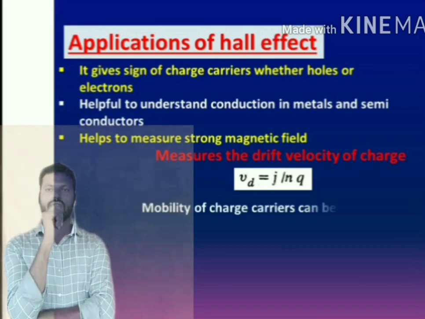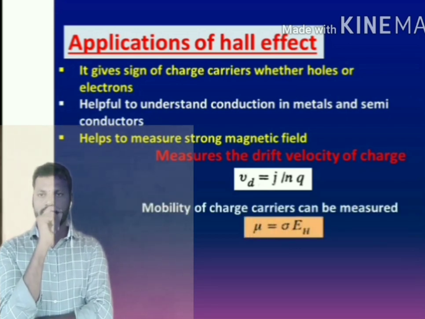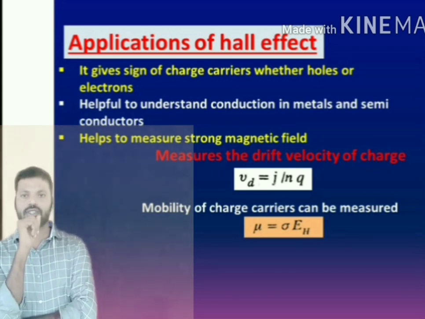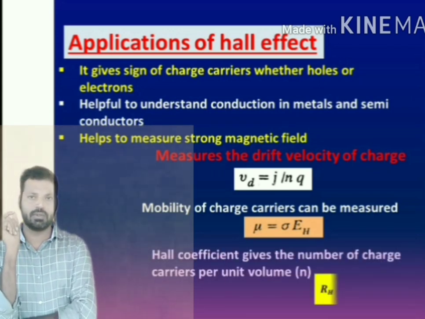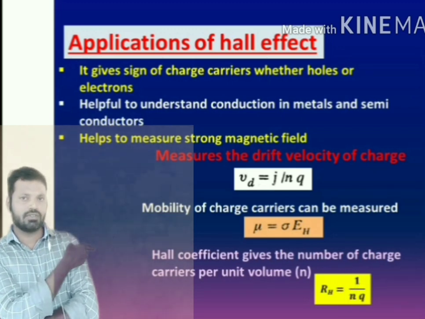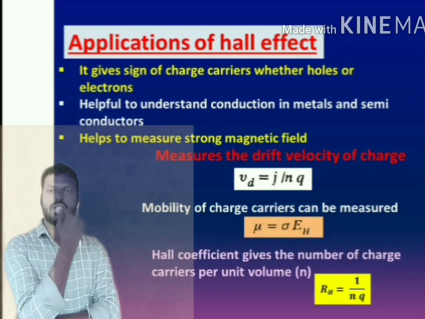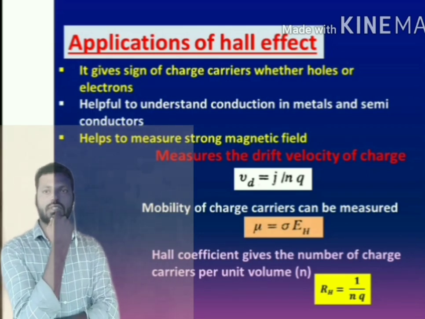Hall effect is also helpful to find the mobility of the charge carriers. Mu is equal to sigma RH. The Hall coefficient gives the number of charge carriers per unit volume n, because RH is equal to 1 by nq. By finding the Hall coefficient we can find out the n value.